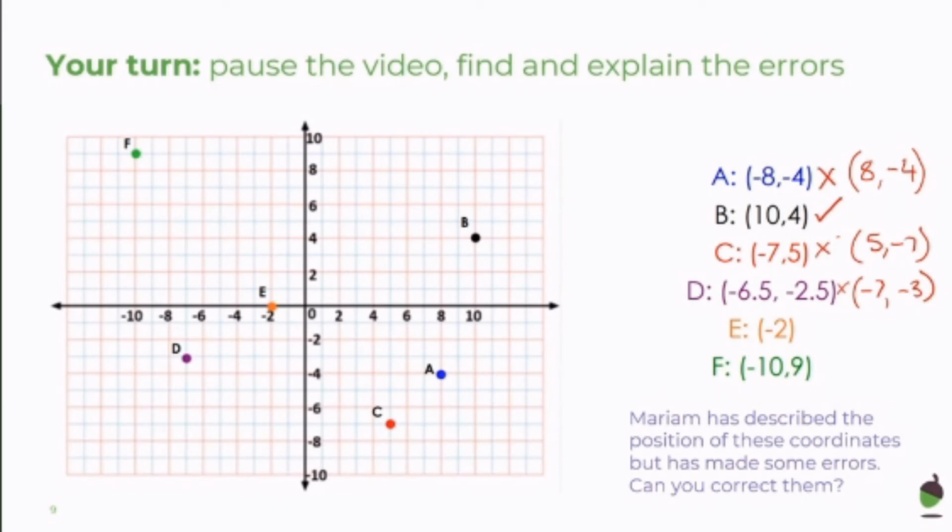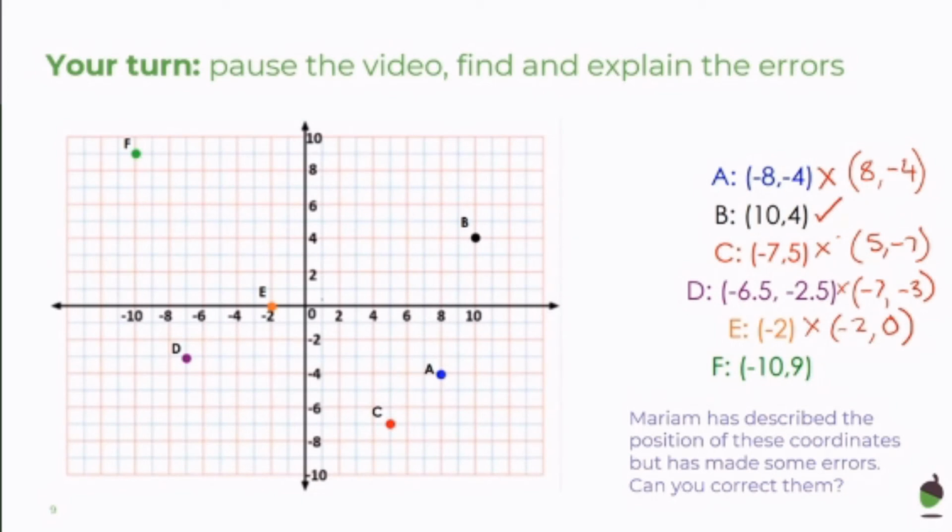E, well, there's only one coordinate, so this must be incorrect. We always have to have both an x and a y coordinate. So for E, I can see that on the x-axis, I go along, it's at -2, so that is the x coordinate. And then on the y-axis, I can see that it doesn't go up or down, it stays at 0. So Mariam forgot to put in her 0 for her y coordinate.